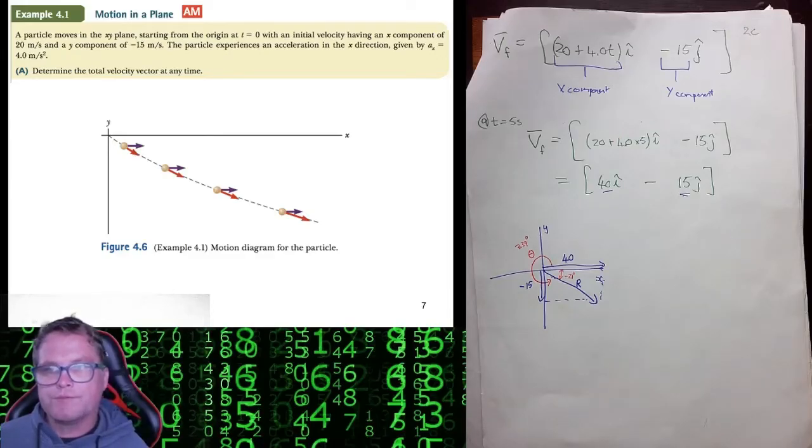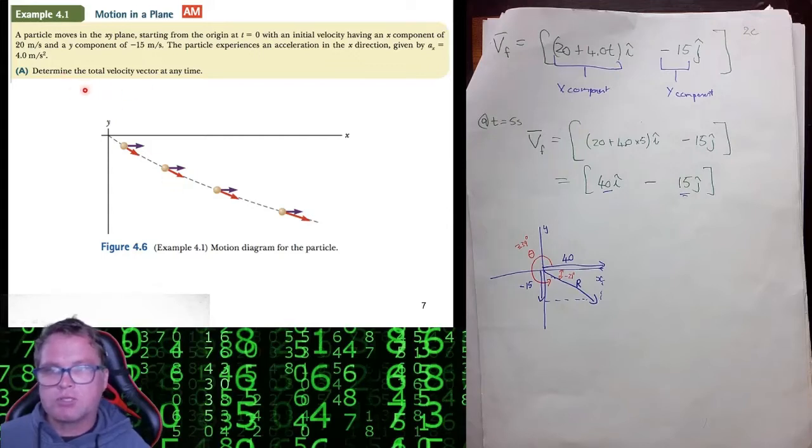A particle moves in the xy plane starting from the origin at t equal to 0 with an initial velocity having an x component of 20 meters per second and a y component of minus 15 meters per second. The particle experiences an acceleration in the x direction given by ax equal to 4 meters per second squared. So we have some particle moving in a path in the xy plane, and we've been given its initial velocities component-wise as well as acceleration.